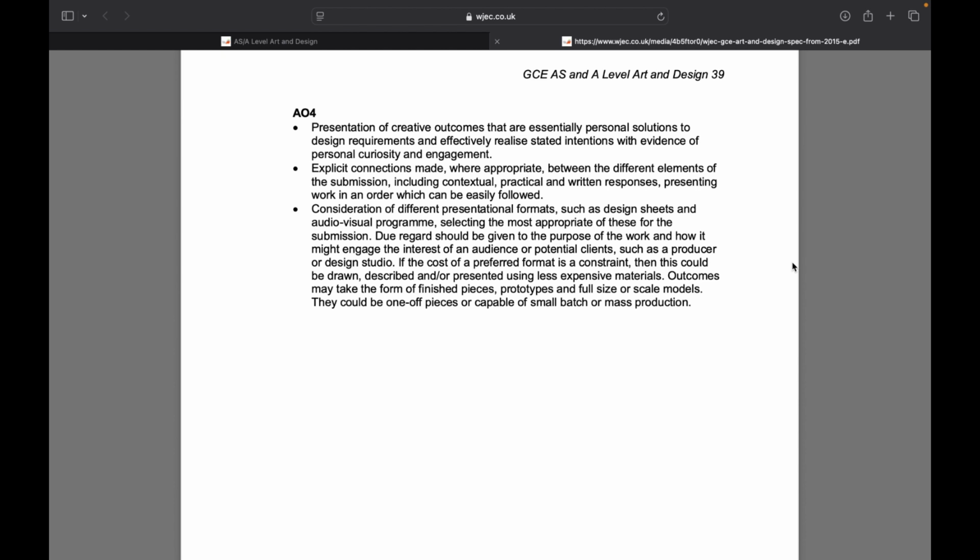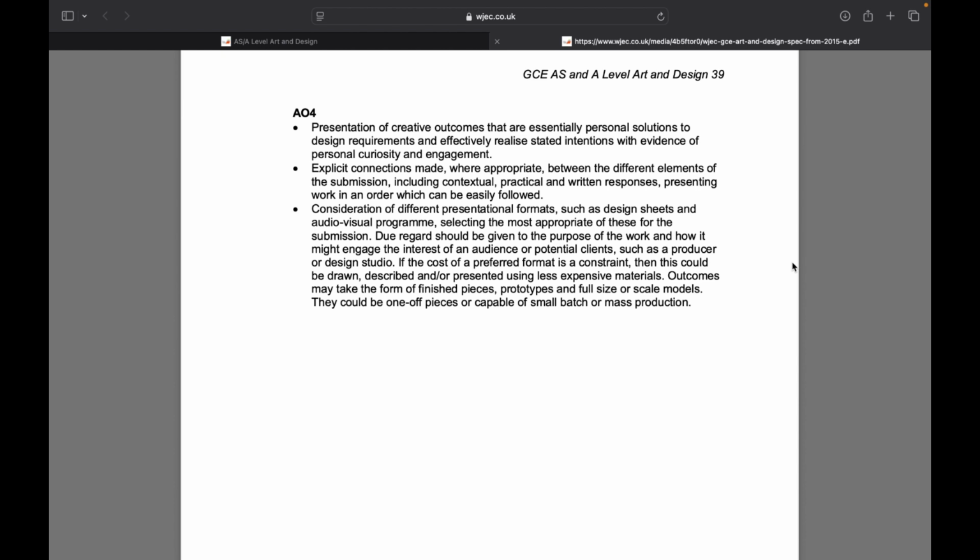And then finally, AO4 is presentation of creative outcomes that are essentially personal solutions to design requirements and effectively realise stated intentions with evidence of personal curiosity and engagement. It needs to have not been done before. We want to see your designs, not somebody else's designs, whether or not that's been done in the past or it's somebody within your class. I want to see independent work. I don't mind you taking inspiration from Baroque or modernism, like I've said, but you can't be copying people's ideas. Otherwise, that is limiting, again, to your band 3, band 4.